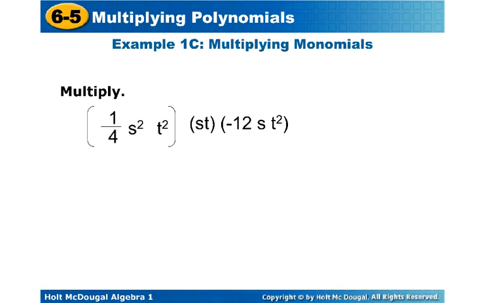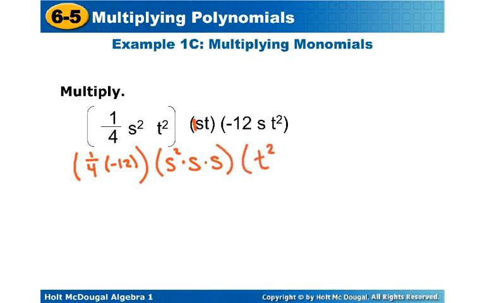Oh my goodness, a fraction. Guys, it's the same concept, okay? I know you all just groaned as soon as you saw this problem. So I'm just going to group the coefficients. So I have 1/4. This has a coefficient. Remember, if it doesn't have one, you give it 1. So it's just 1. And then you have this -12. So times -12. Now I'm going to group my s's. So I have s squared times s times another s. And then I have my t's. So I have t squared times t times another t squared.